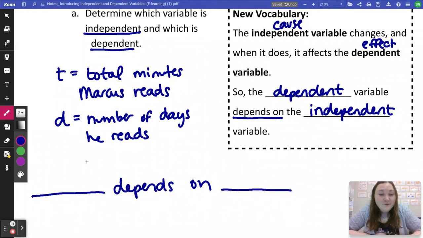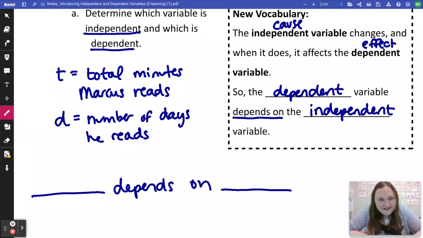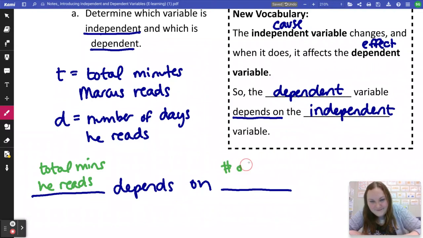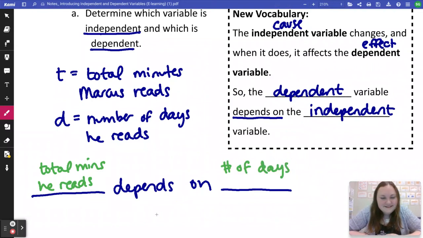Would we want to say the total minutes he reads is going to depend on how many days he reads? Or would we say how many days he reads depends on the total minutes he reads? Go ahead, pause the video and see if you can figure out which order I would want to fill in those variables into these blanks here. The sentence that is going to make the most sense here is that the total minutes he reads, that total minutes he's going to read, is going to depend on the number of days he reads.